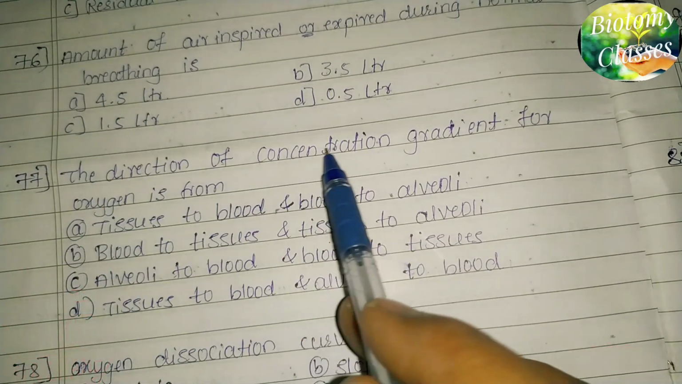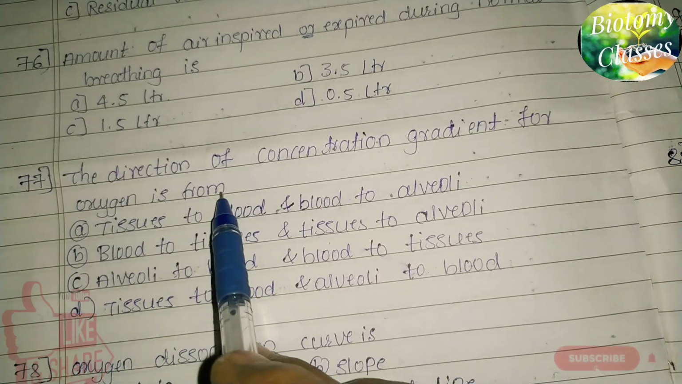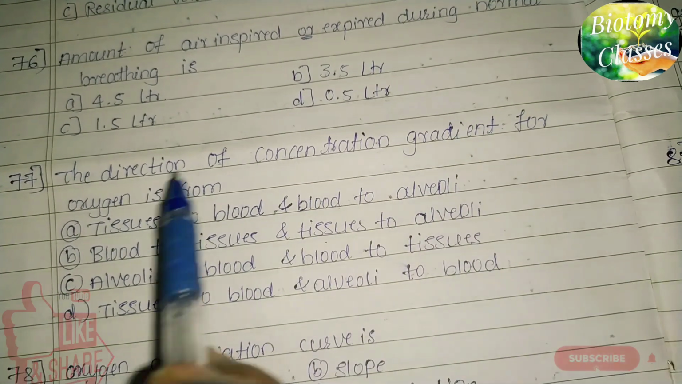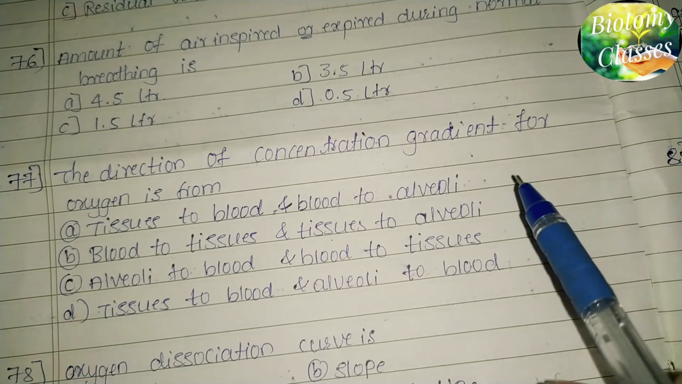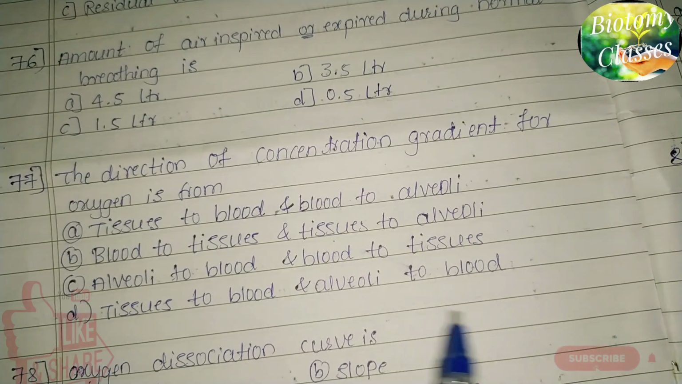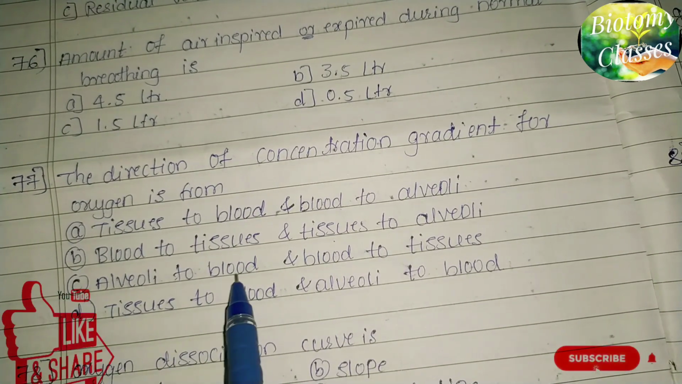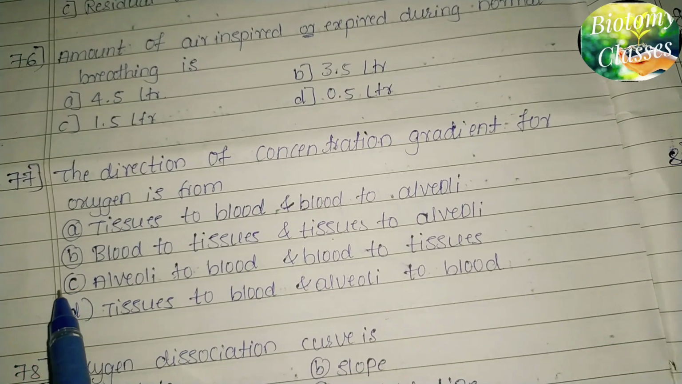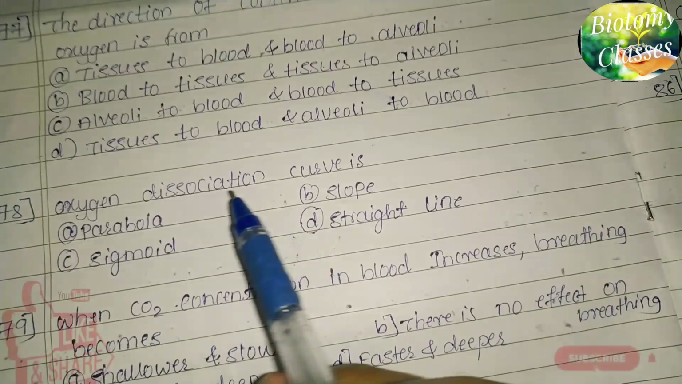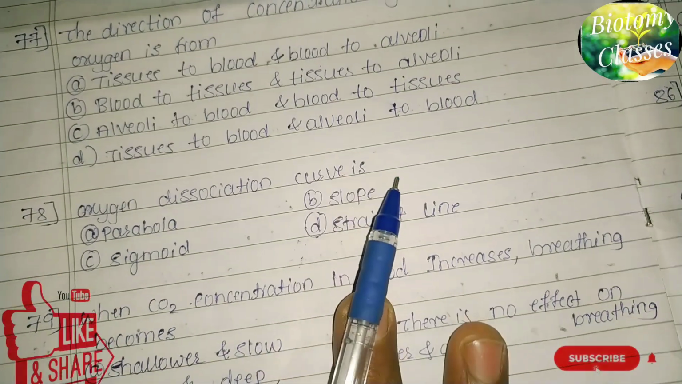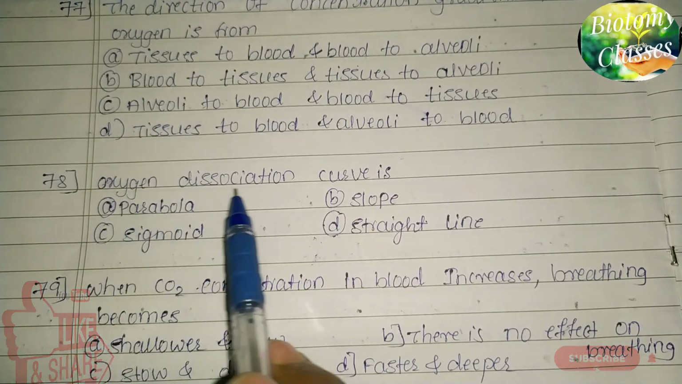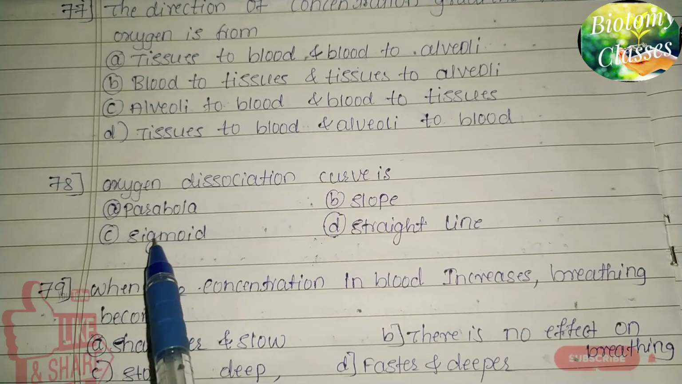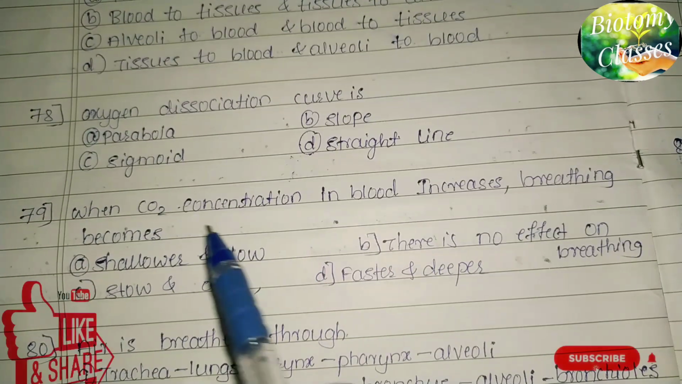The direction of concentration gradient for oxygen is from alveoli to blood to tissues. So this is the answer. C is the right answer. Oxygen dissociation curve. So 78. Oxygen dissociation curve shows the sigmoid growth curve. Sigmoid growth curve.